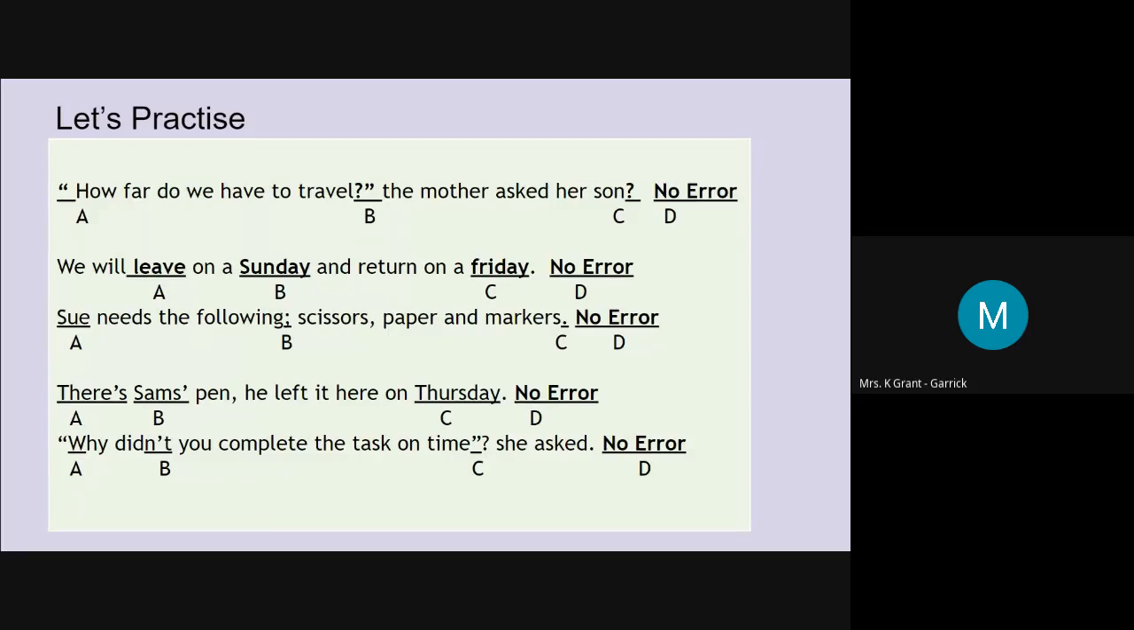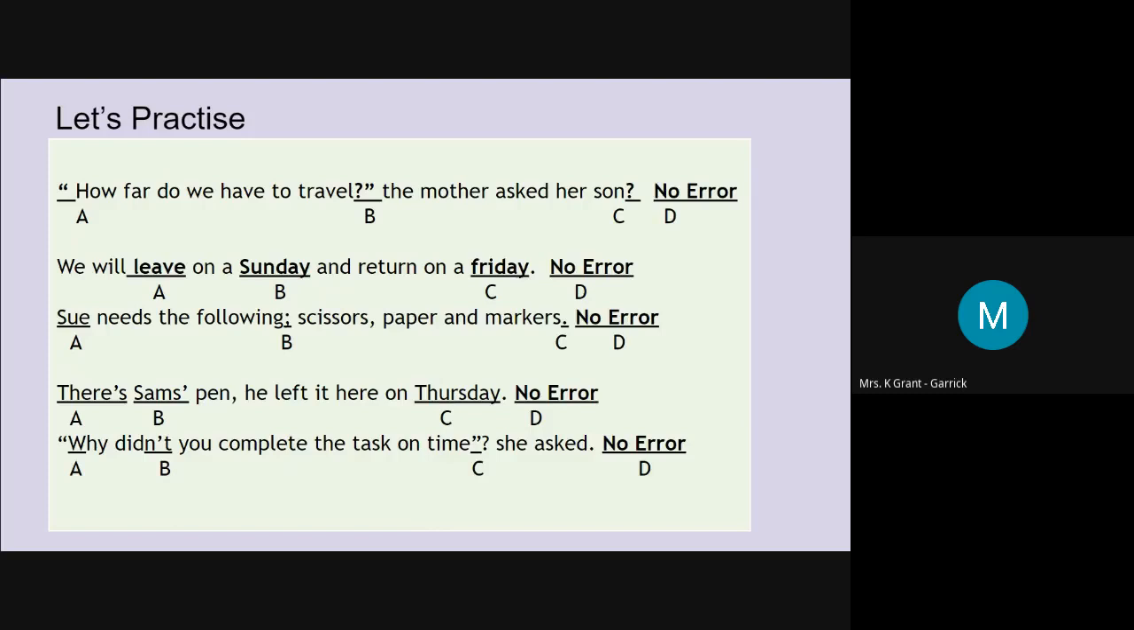Patrick? Yes, miss. Which one do you think is out for the first item? "How far do we have to travel?" the mother asked her son. And remember, the focus is on the quotation mark. A, the quotation mark. B, the quotation mark. C, the question mark. Which one is incorrectly used? A, B, or C? C, miss. Awesome. Because right there, you should have had a full stop.